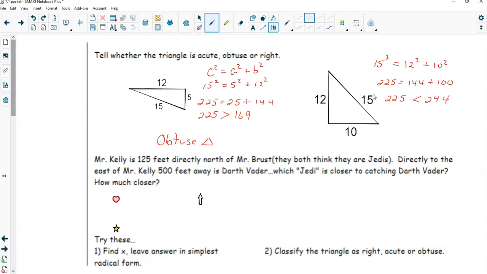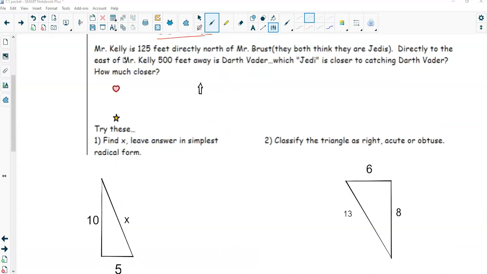That means the square of the hypotenuse is less than the sum of the squares of the legs. Therefore, this is an acute triangle. Okay, see how easy that is? So this lesson is pretty simple, so make sure you practice it.